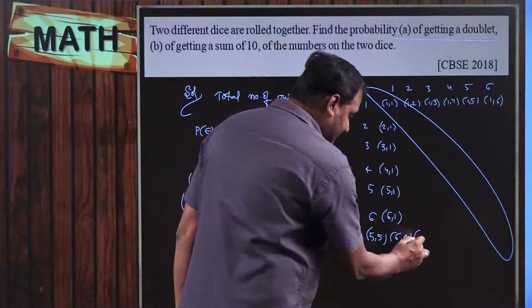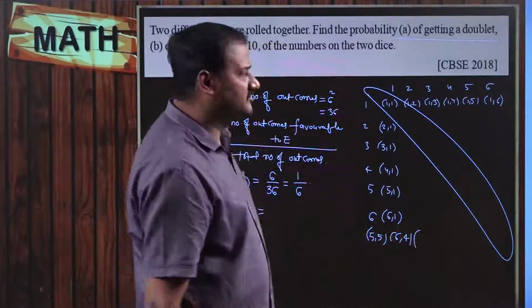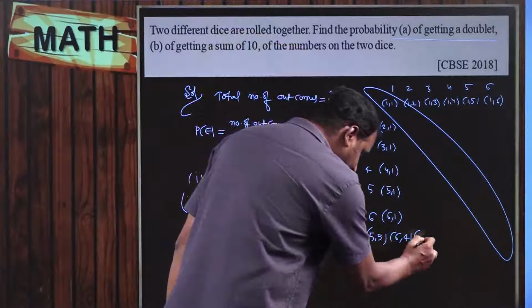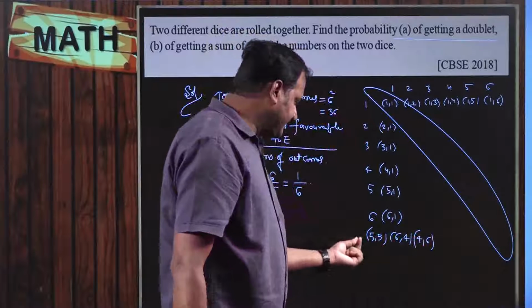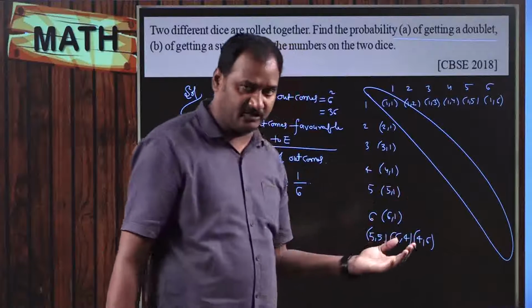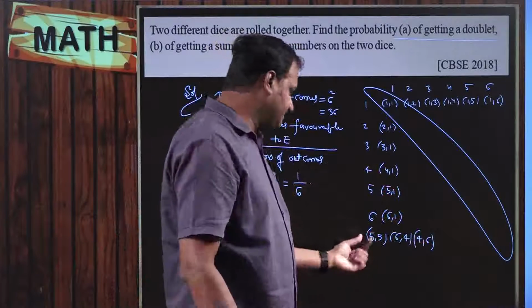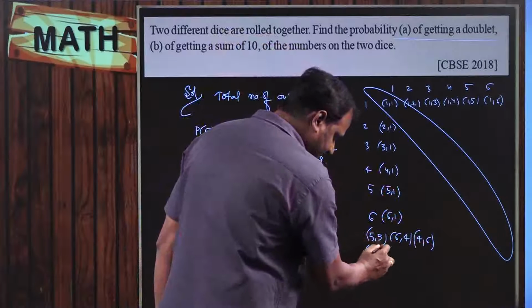And then 5 comma 5 and 6 comma 4. Is there any other sum that is going to be 10? 6 comma 4, and of course 4 comma 6 also, the sum is going to be 10. And 5 comma 5. If you take any number less than 5, then 4 plus 6 is equal to 10, we already recorded. And the number 4 is already recorded, because 4 comma 6 and 6 comma 4.